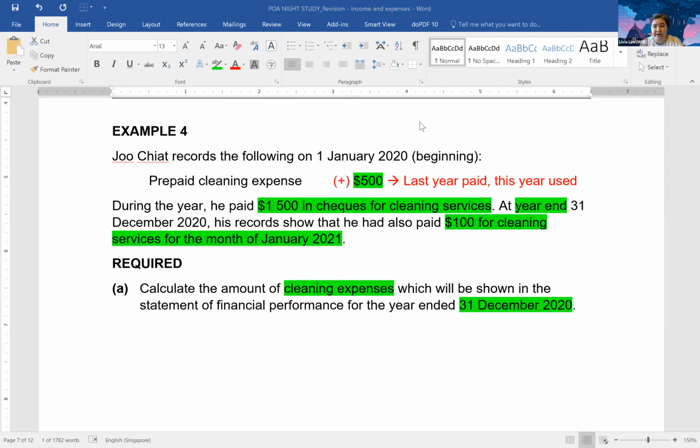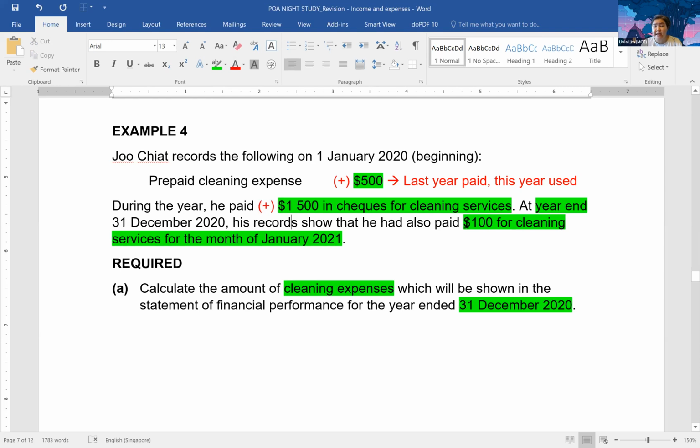Oh, Yawen also got it correct. Good job, Yawen. All right, so you should record as a plus this year. Last year you pay, this year you use. So you should be recording it as a plus in the current year, in 2020. Now, during the year you pay 1,500. Everybody understand that you need to increase this 1,500? Very good.